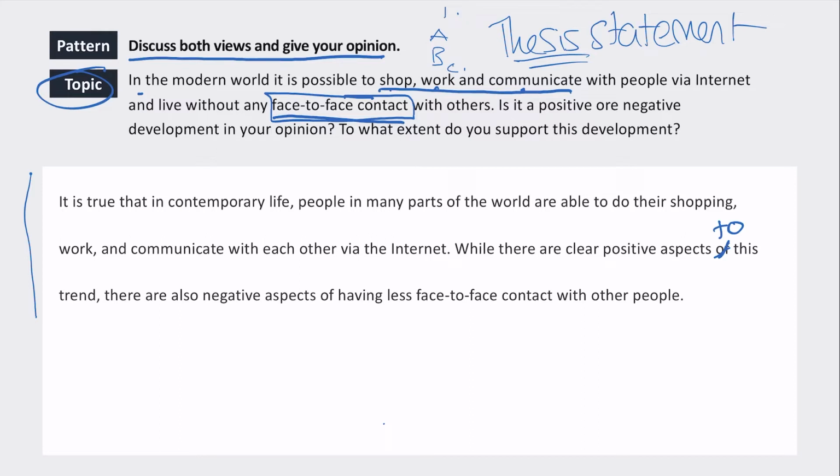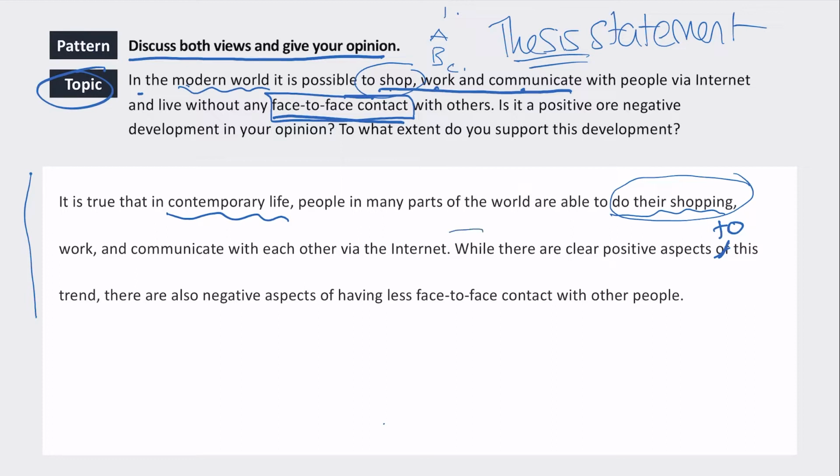Okay, so they've paraphrased contemporary life from modern world, right? So it's true that many people in many parts of the world do their shopping, work, and communicate with each other. So I like the way that they've paraphrased, well, do their shopping rather than to shop. Okay, so they've made an effort to change up the sentence and show their skills, that they can change it to different forms of the verb. So I like that.